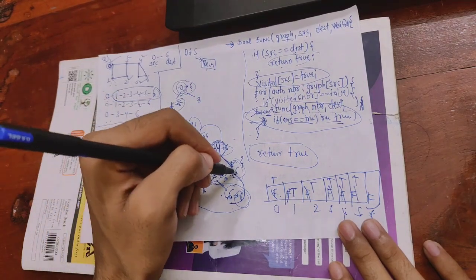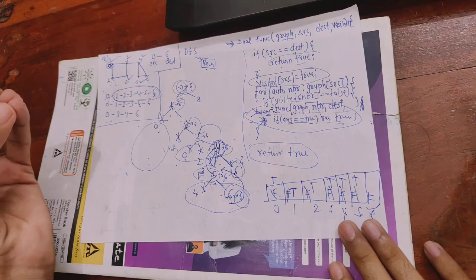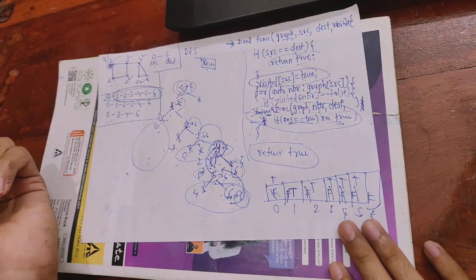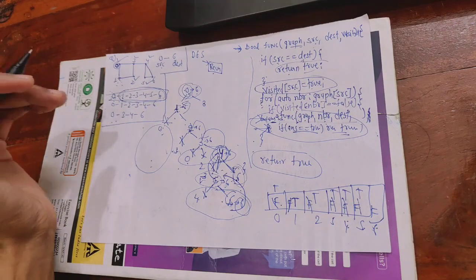We can go to this point also, but what is the point? We need to check if the path exists. We don't need to care about what path we are following, right? So this is how we can find if the path exists or not. So this is part 1.